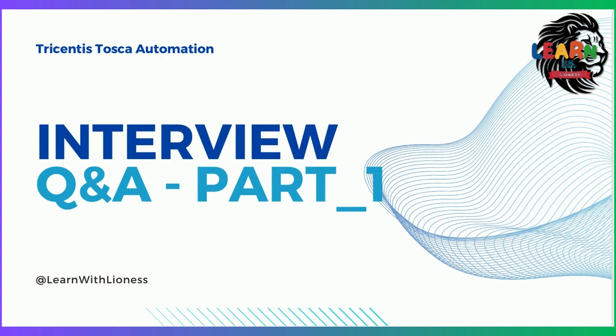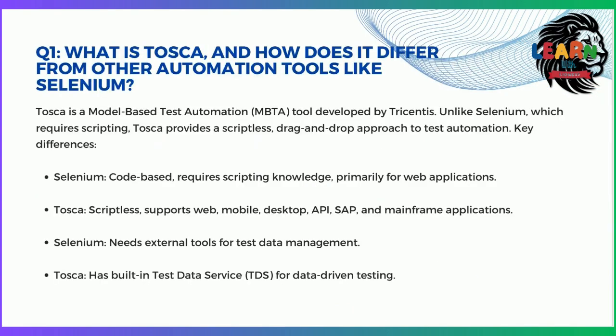Tosca Automation. Question 1. What is Tosca, and how does it differ from other automation tools like Selenium? Answer. Tosca is a model-based test automation (MBTA) tool developed by Tricentis. Unlike Selenium, which requires scripting, Tosca provides a scriptless, drag-and-drop approach to test automation. Key differences. 1. Selenium: code-based, requires scripting knowledge, primarily for web applications.